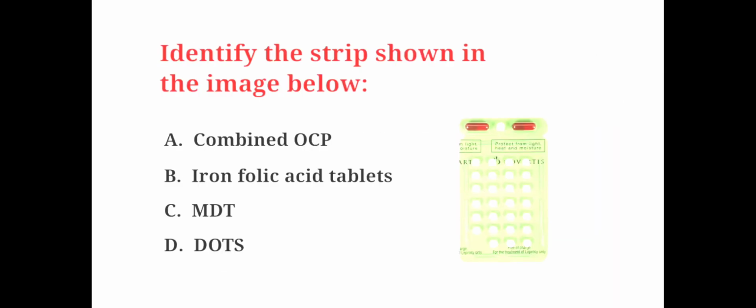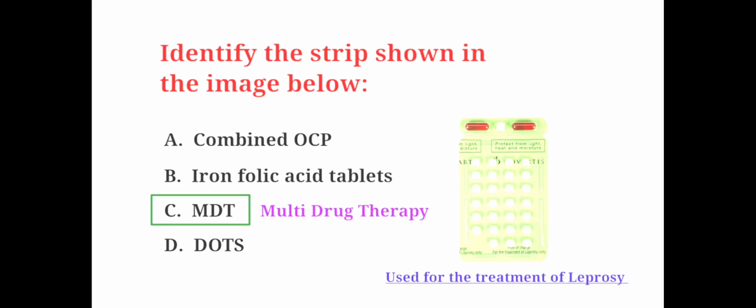Identify the strip shown in the image below. A. Combined OCP, B. Iron folic acid tablets, C. MDT, D. DOTS. And the correct answer is C. MDT. MDT stands for multi-drug therapy. Multi-drug therapy, MDT, is used for the treatment of leprosy. Leprosy, which is also called Hansen's disease, is treated with a combination of antibiotics. Typically, 2 or 3 antibiotics are used at the same time. These are dapsone with rifampicin, and clofazimine is added for some types of leprosy.